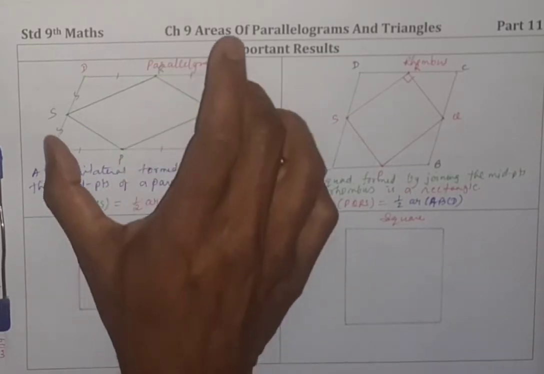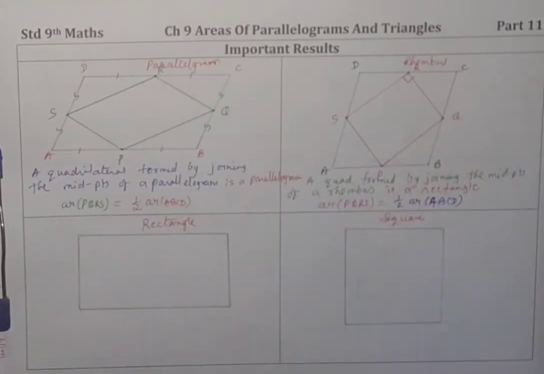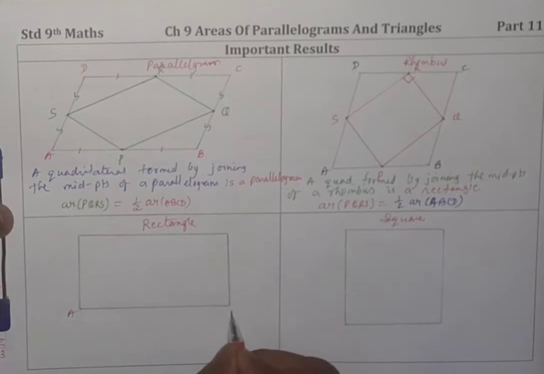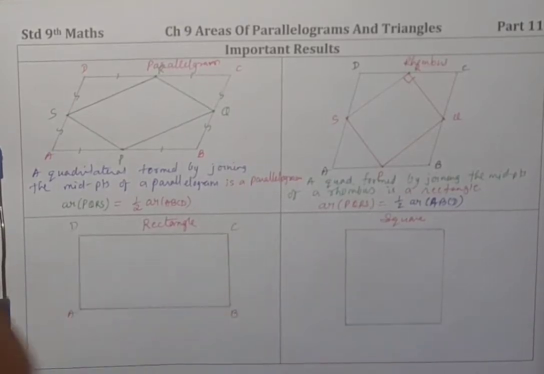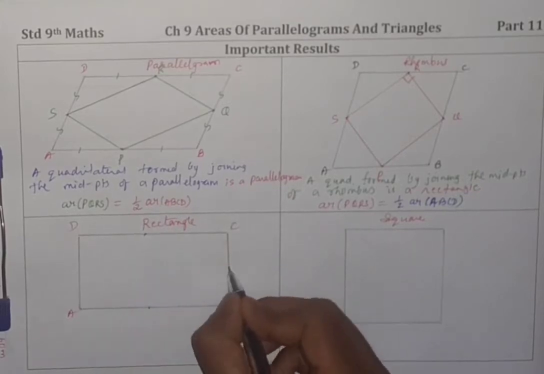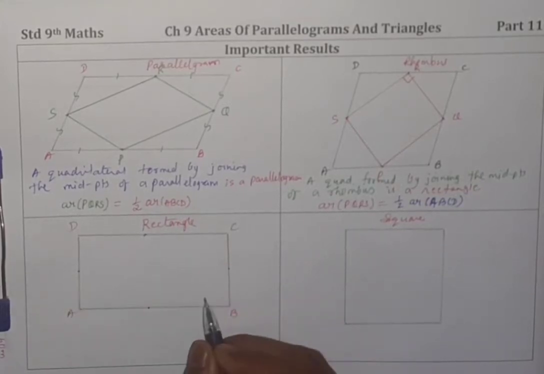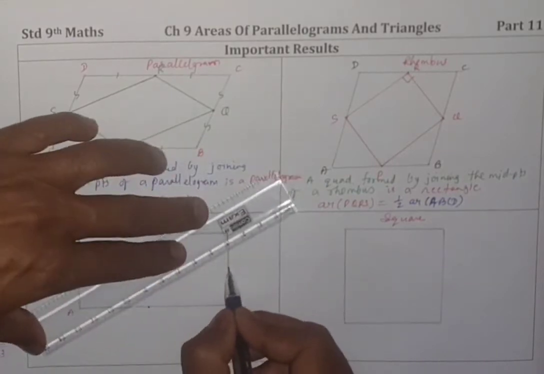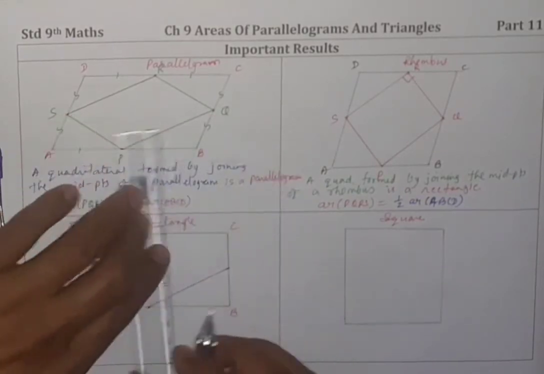Here also, green is half of the whole, red. Now we have a rectangle. Okay, suppose this is rectangle ABCD. I'm taking the midpoints of AB, CD, BC, and AD, and then I'll join the midpoints.